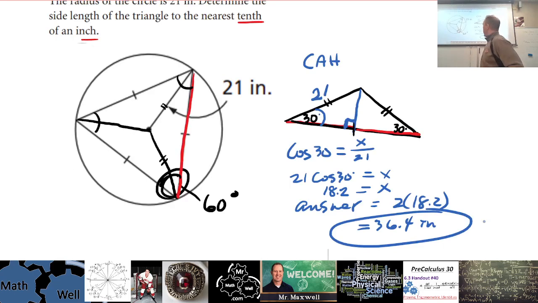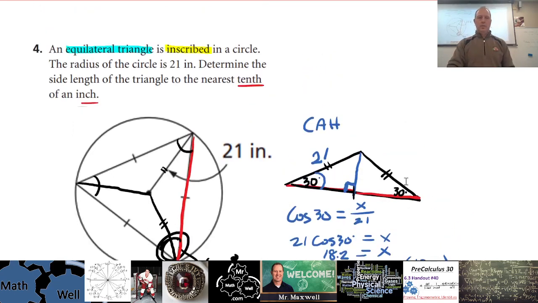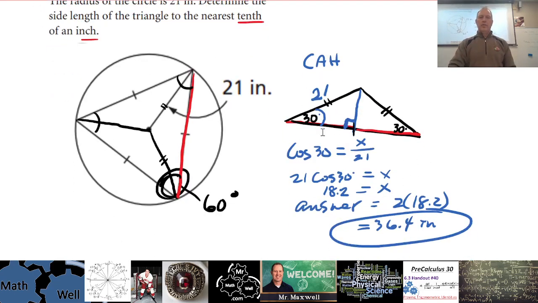Okay, so there should be your answer to number 4. Using your trig there, you should get 18.2 as a length for this little side right here. And then if you double that, you should get the length of that side, 36.4. Okay, any questions about that?